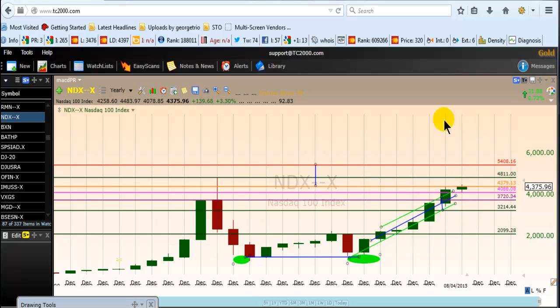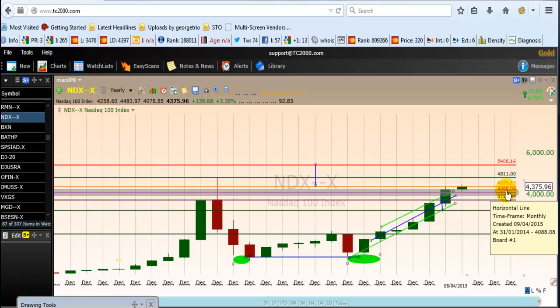For the Nasdaq 100, the long-term equilibrium price level is the pink horizontal line here at 4088. Note it down. That level is critical for traders to pay attention to, to monitor the deviation of the price in relation to that long-term equilibrium price level. In October 2015, around that time, I will be recording another video when we will be analyzing the Nasdaq 100 index. So the long-term equilibrium price level for the Nasdaq 100 is the pink horizontal line at 4088.